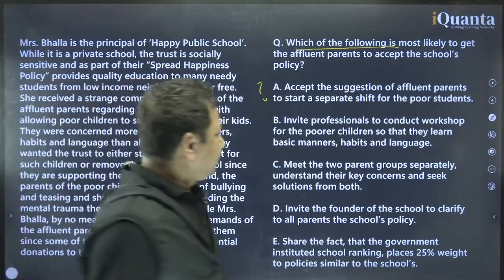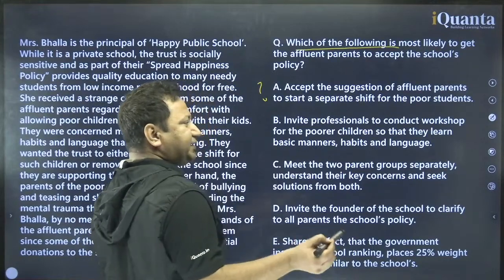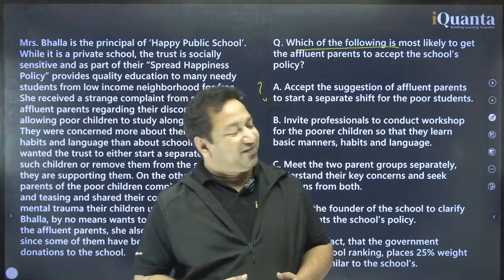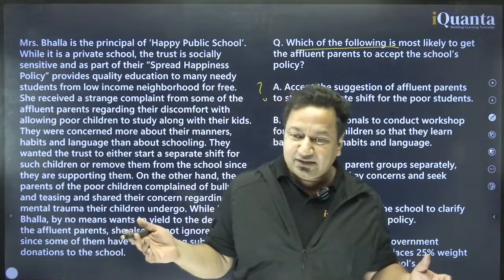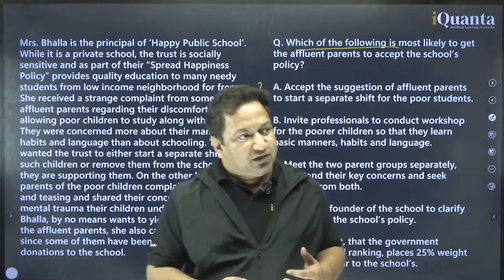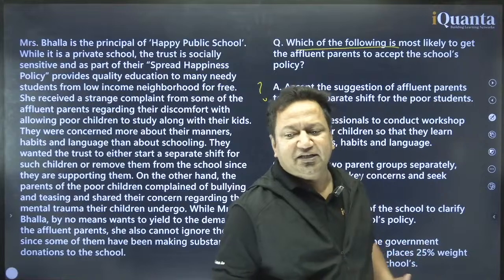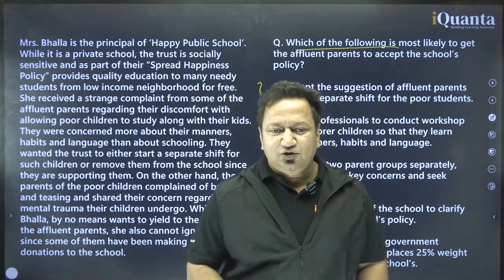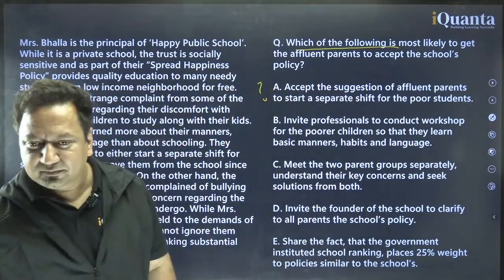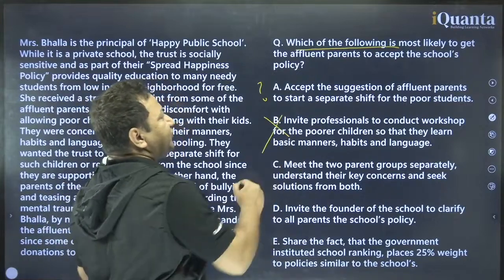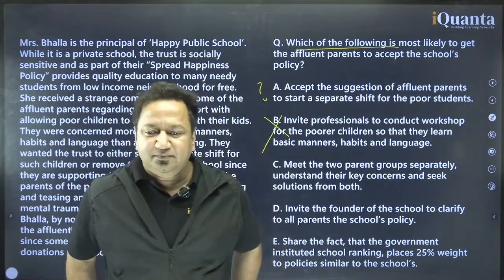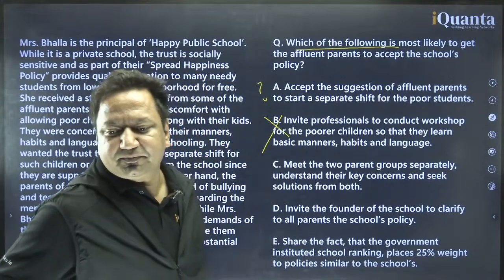Okay. Option B, conducting a workshop. The problem is that the affluent people would now have another problem. They would say, who are those professionals? We want to meet those professionals. What if they are not able to teach the basic ethics? If their parents have not been able to teach the basic ethics in the last 12 to 15 years, how would they teach it? It's practically impossible. So the affluent parents might be raising different concerns, isn't it? Is that clear? So this is not going to be the most acceptable option for the affluent parents. Is that cool?